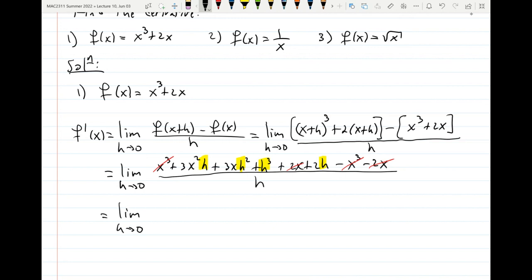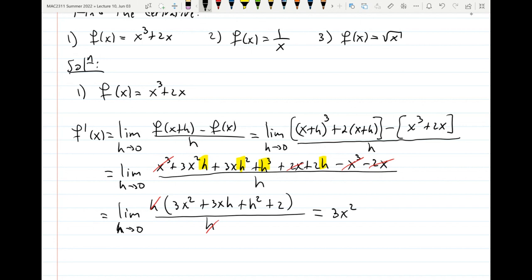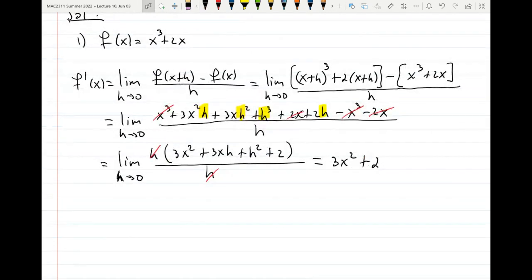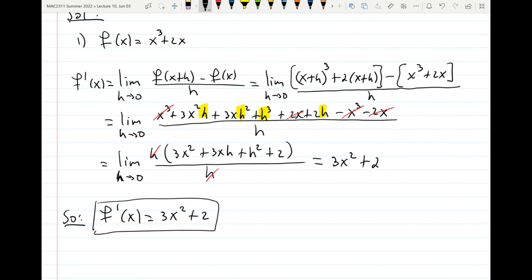We can factor out that h from what is left in the top, and then we get 3x squared plus 3xh plus h squared plus 2, all over h. The h cancels out, and then when we take the limit, anything that has an h is gone because h approaches 0, and we are left with 3x squared plus 2. So the derivative of the function f is 3x squared plus 2. Okay?